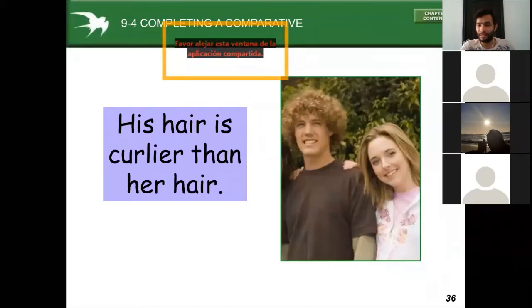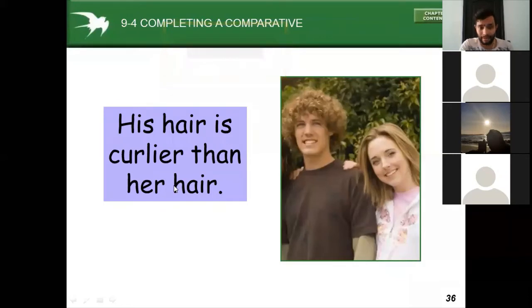This is still comparisons, right? Take a look at the picture. We have here a man who is smiling and a girl who is also smiling. Take a look at the man's hair. He has curly hair and she has straight hair, right? So take a look. His hair is curlier than her hair. Great.